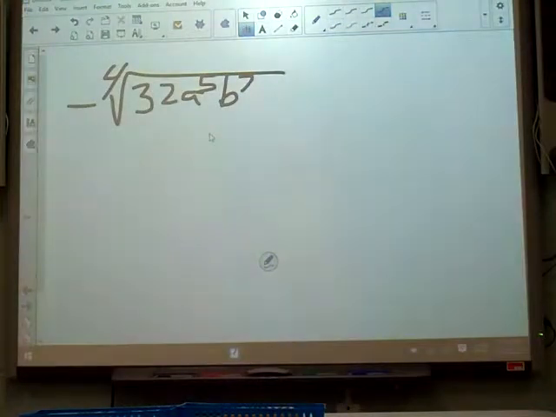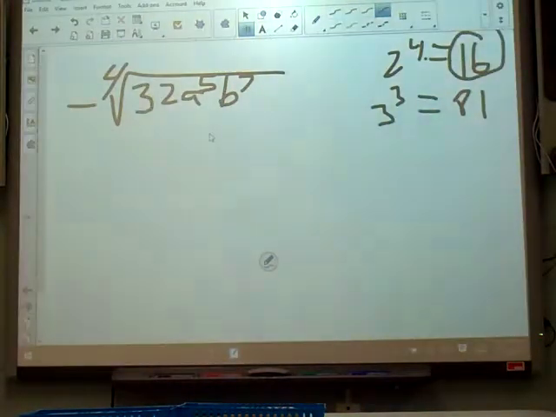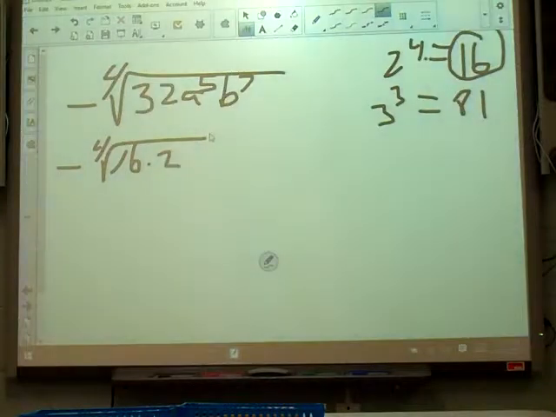All right, is 32 a perfect 4th power? Let's see. 2 to the 4th. 2 times 2 is 4 times 2 is 8 times 2 is 16. 3 to the 4th, 3 times 3 is 9 times 3 is 27 times 3 is 81. So there was no 32 there. But 16 will go into it evenly, won't it? So this is going to be the same as the 4th root of 16 times 2.